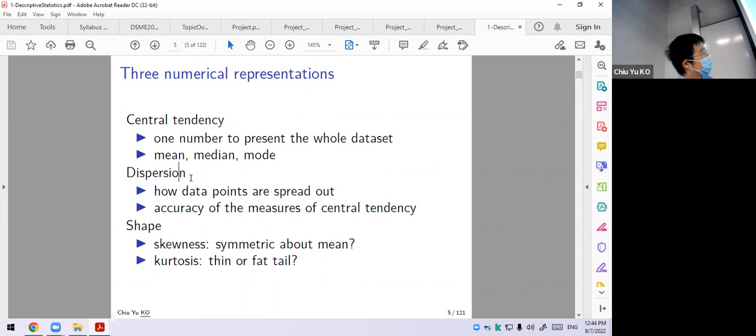And then the next thing is to look at shape, which is not covered in the high school syllabus. What are they? The first thing is to look at the skewness. It's about whether the data is symmetric. And if there are a lot of outliers at one end or the other, then it's skewed.